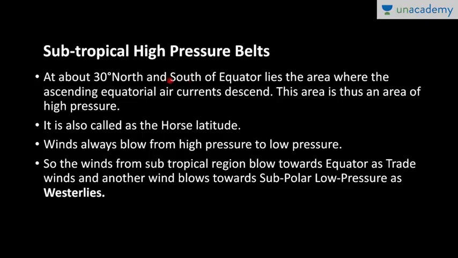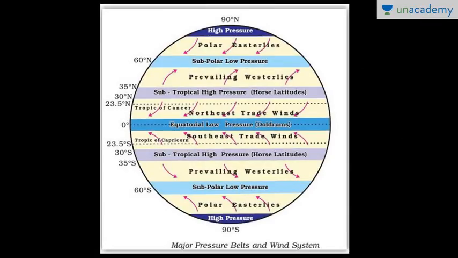So I told you that at 30 degree north and south of the equator lies the area where the ascending equatorial air current descends. Okay, and thus this area is an area of high pressure. Why? Because the winds here are descending. It is also known as horse latitude. You can see it here. This one is known as doldrum because it is a calm zone. This subtropical high pressure belt is known as horse latitude.